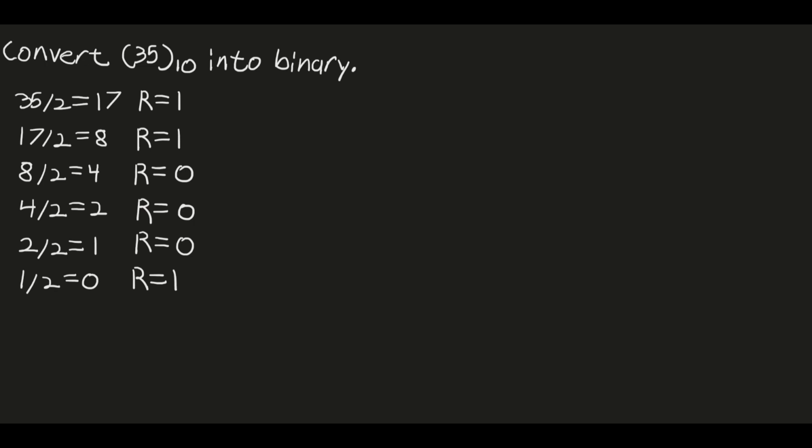What we want to do from here is we want to write our remainders as one binary number. So we would start with the bottom since it is the most significant bit, and then we will write the top remainder last since that is the least significant bit. So we will write this out as 1, 0, 0, 0, 1, 1. And this would be our final answer right here.